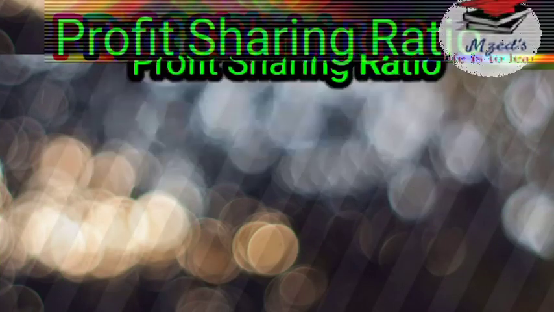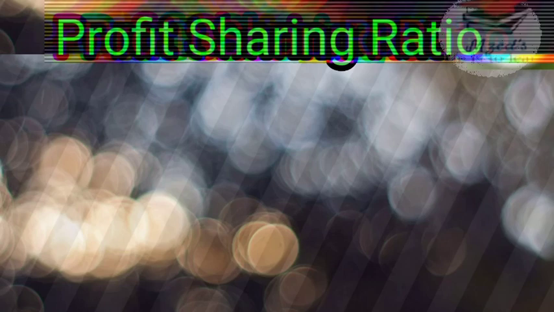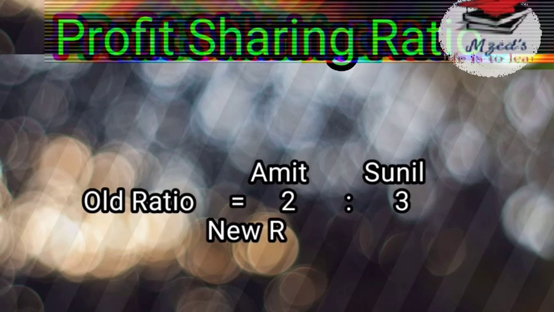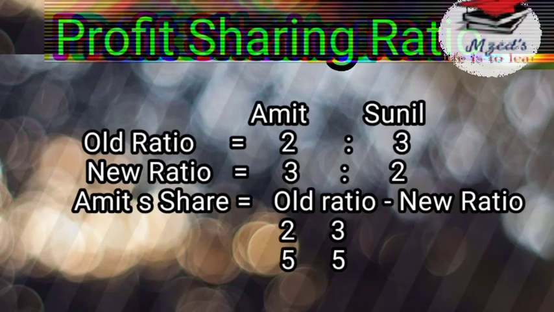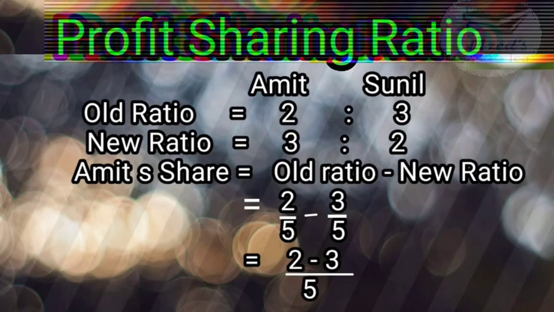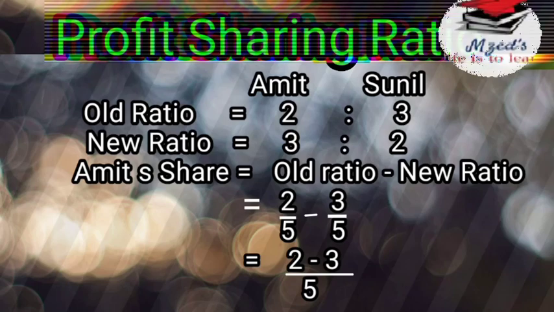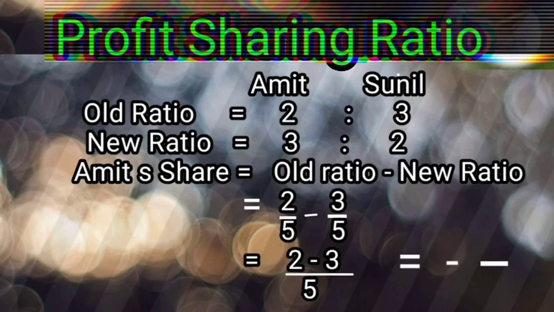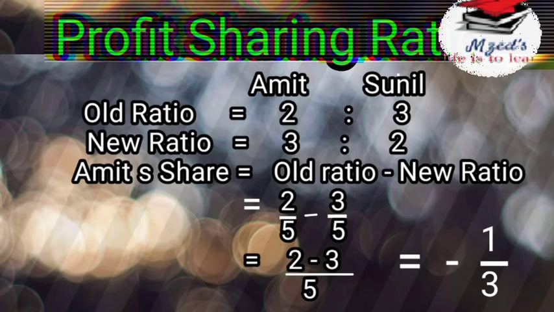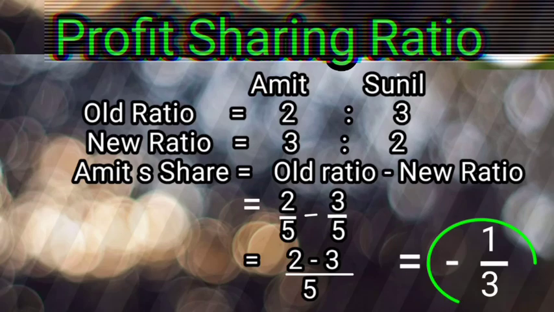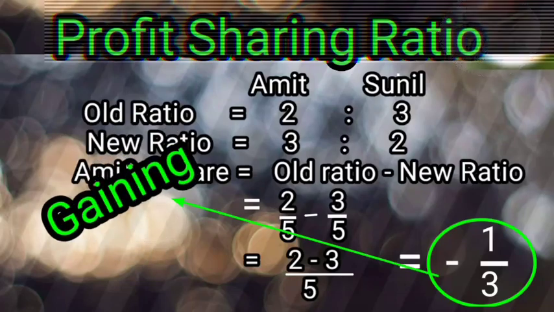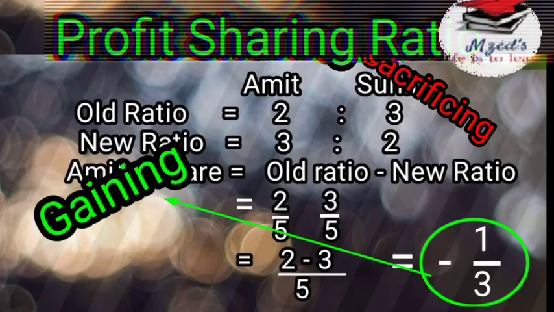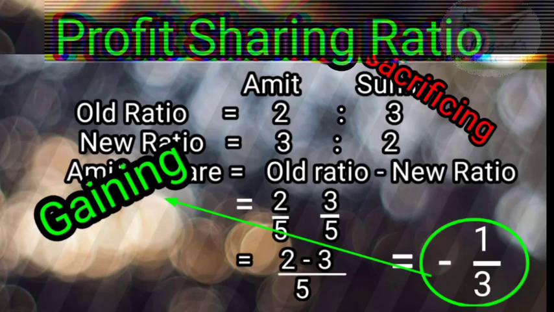First we will find out the profit sharing ratio. Old ratio of Amit and Sunil will be 2:3, new ratio 3:2. Amit's share will be old ratio minus new ratio, that will be 2/5 minus 3/5, and the answer will be minus 1/5. So minus always represents gain. So Amit will be gaining partner and the same will be sacrificed by Sunil. So Sunil will be sacrificing partner.